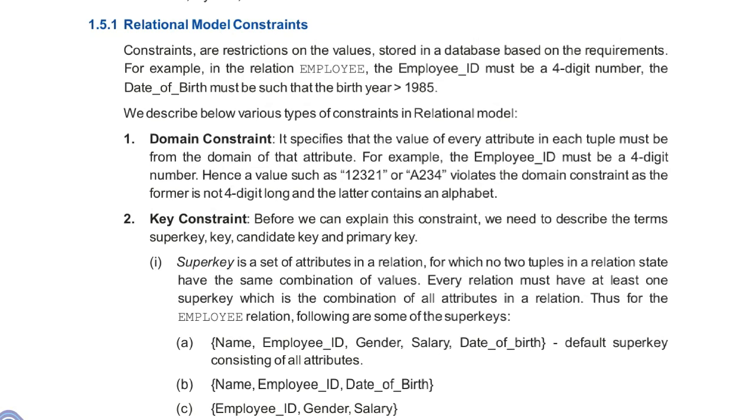So today in this video I will discuss the next topic of class 12th subject IT, and the subject code is 802, and our today's topic is relational model constraints.